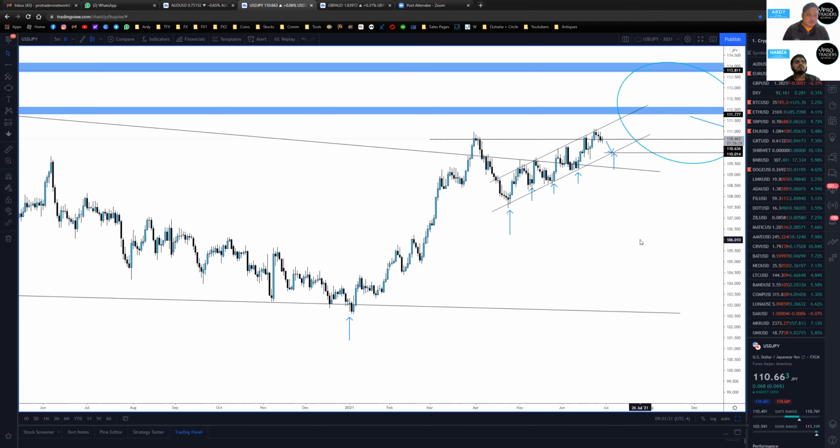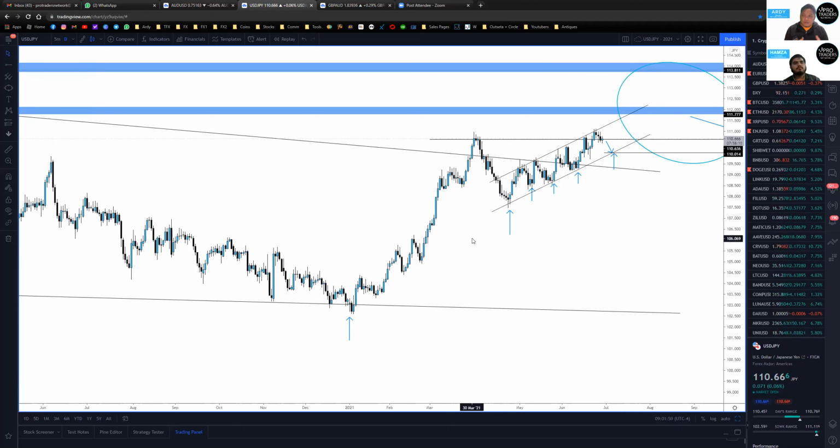I'm sure, Hamza, you know that the round number level is also a potential support resistance zone, right? Yeah, most of the time they acted as. Yeah, so this is an area where there is a potential for us to see buyers coming in, right? So, okay, so that's it for dollar yen.